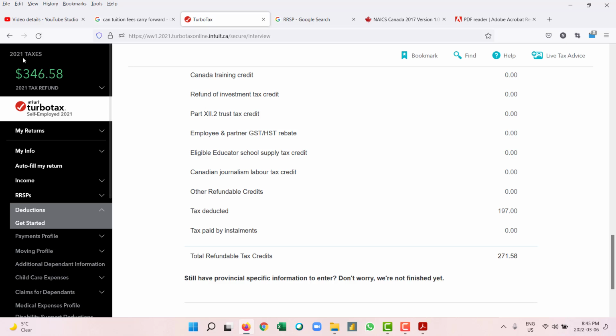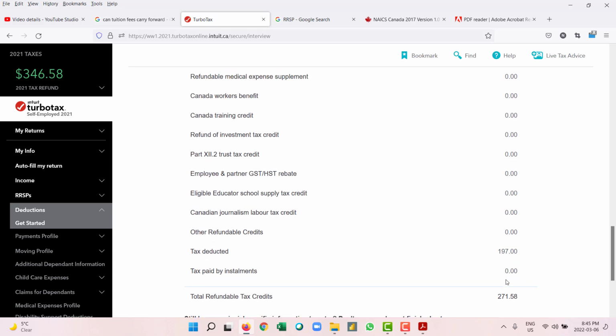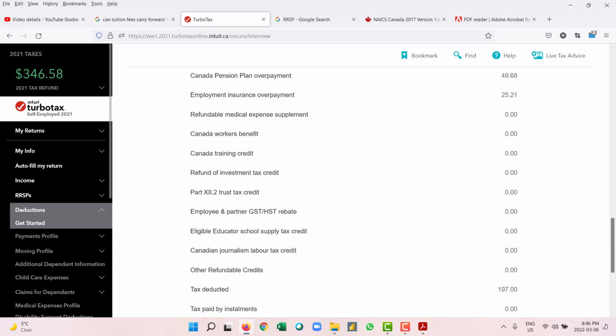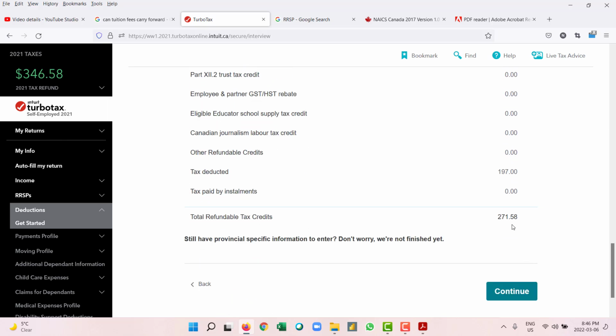And you see that I have a tax refund of 346, because they give you some credit for your GST when you have a low income. If you have a low income, they can refund you some GST amount. That's why it is showing 346 and it is showing $271.58. Click continue.